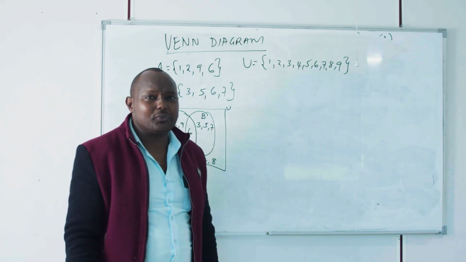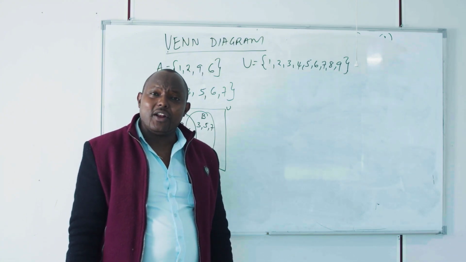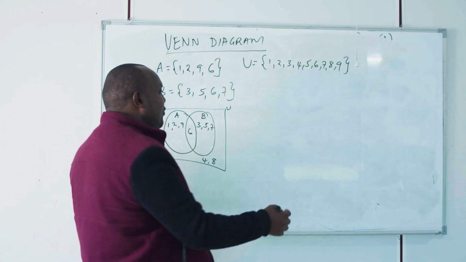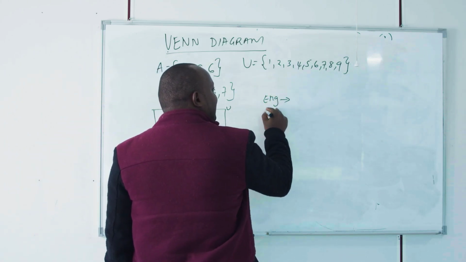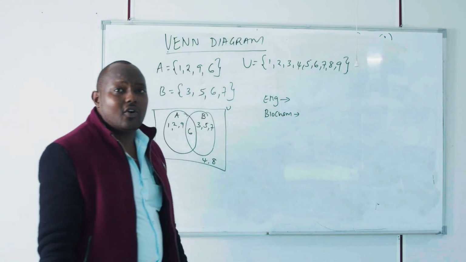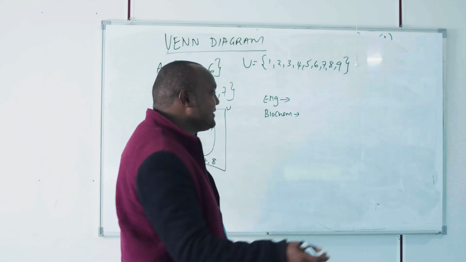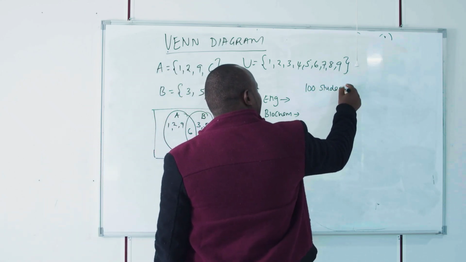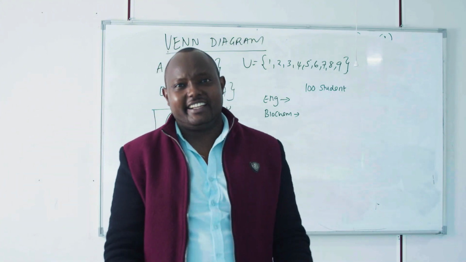Let's take an example. You are in a school that is enrolling students. When you are enrolling students, you have 2 programs, maybe you are marketing. One is engineering, and the other one is biochem. So during your marketing, you go and meet around maybe 100 students. I'm just giving an example. You have enrolled 100 students.